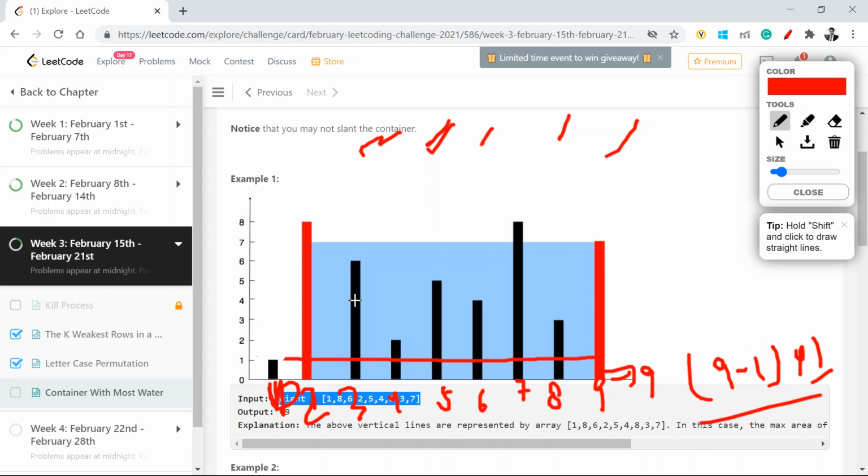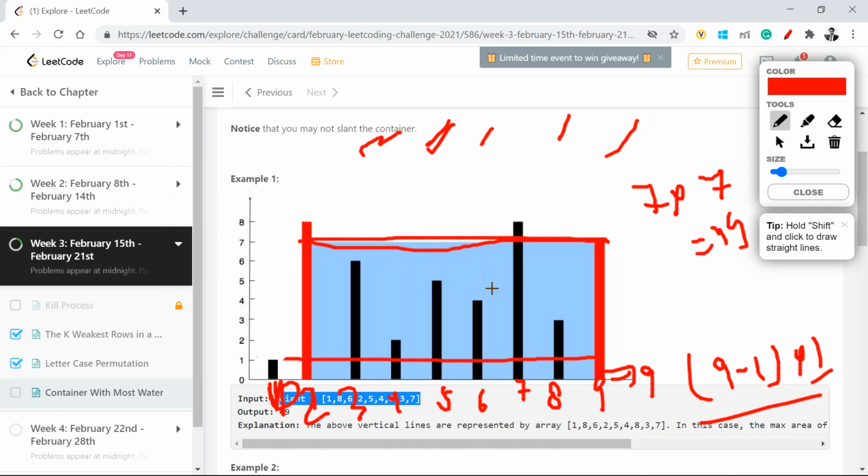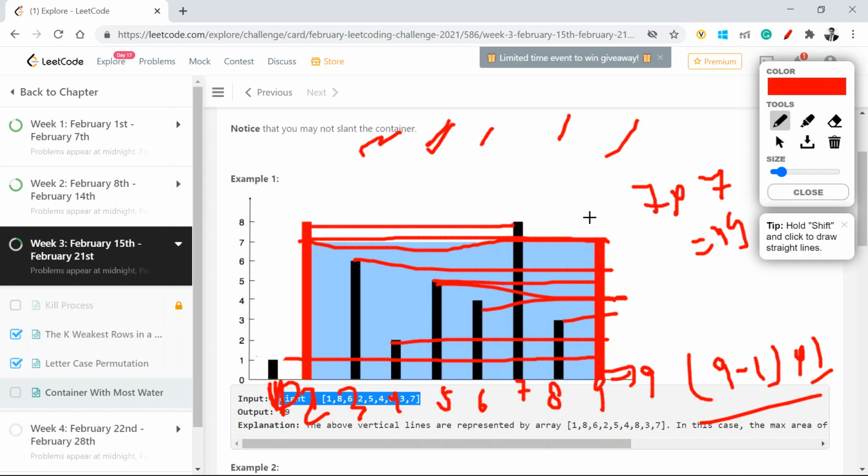Now if I look at the next one, this one is 7 and 8. What is the minimum of these two? That is 7. Now I'll do 7 into 9 minus 2, which is 7, so that will be 49. So 49 is this area. Similarly, we need to calculate all the areas which are possible, and then see which area is the highest.